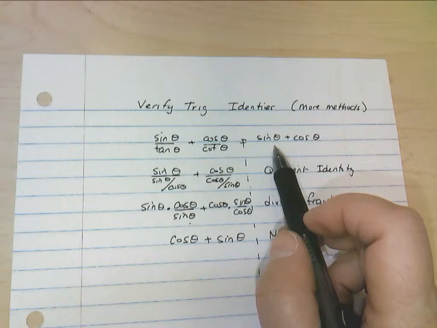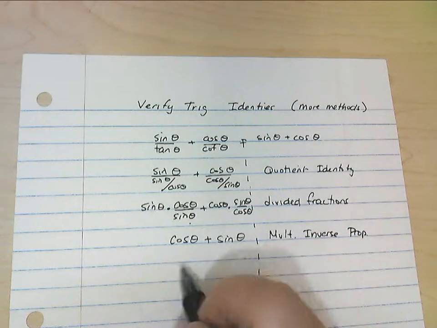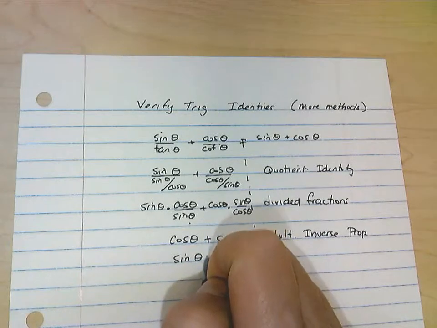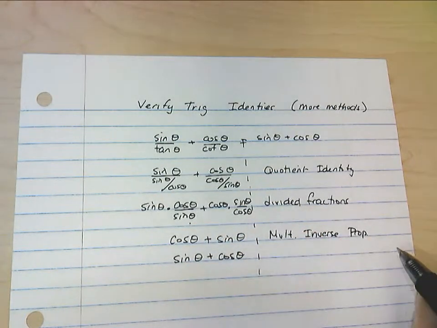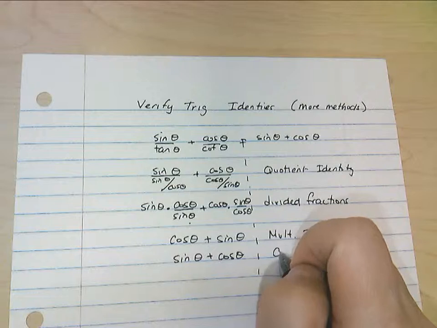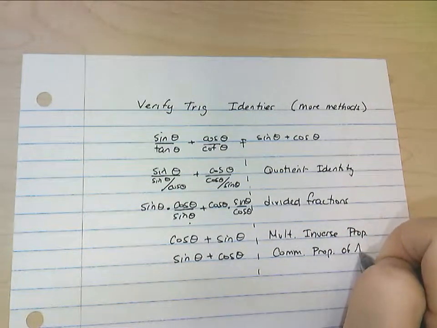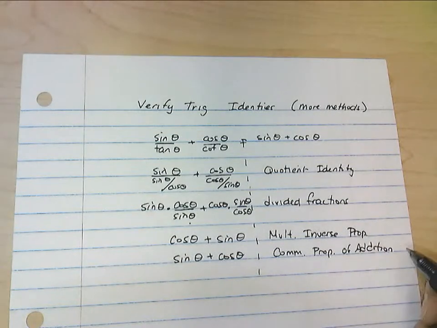My final answer is supposed to be sine theta plus cosine theta, so I'm just going to switch the orders. It does not matter the order you multiply. So this becomes sine theta plus cosine theta. And that's the commutative property of addition. So that problem's done.